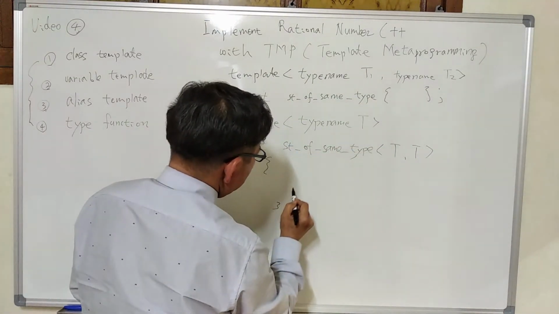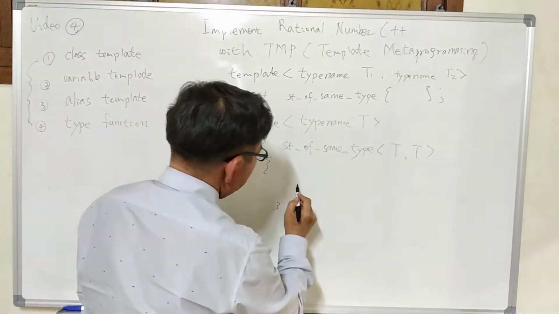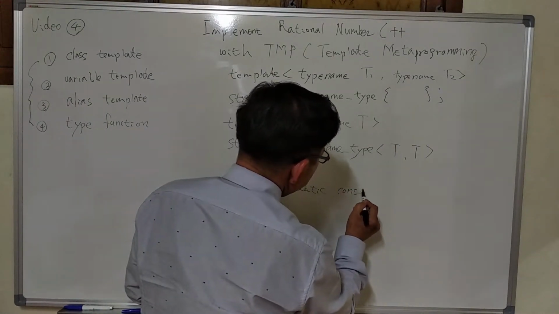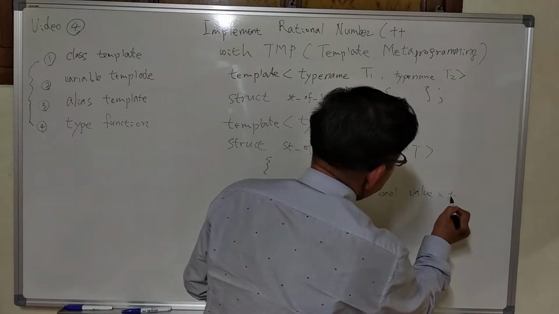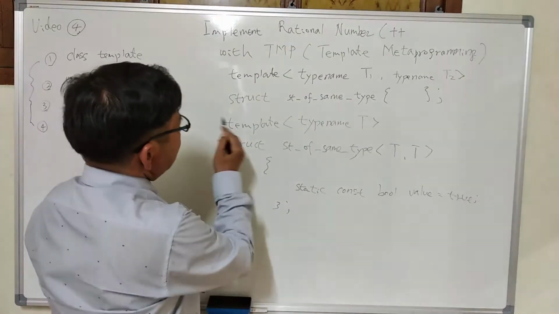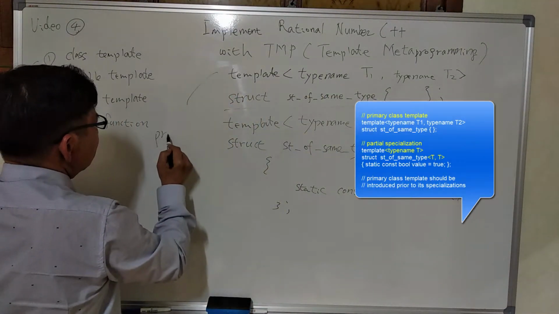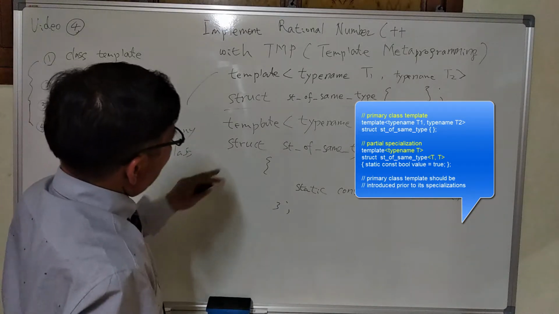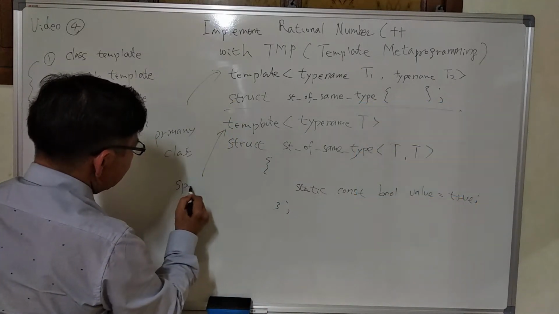Then we can define like this: static data member, static constant bool value like true. We can define like this. So this is primary template. This is primary template class, primary class template, and this is specialization. This is primary, this is specialization.